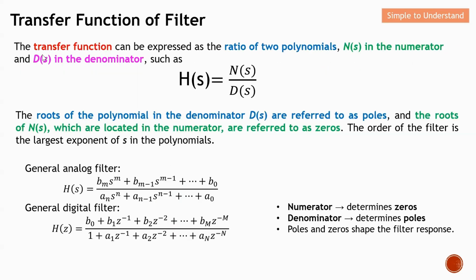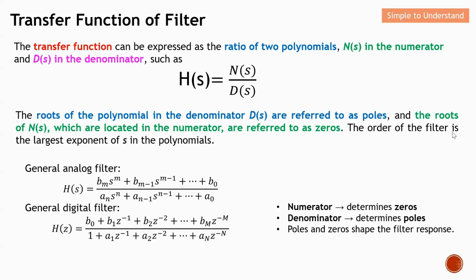The transfer function can be expressed as the ratio of two polynomials. So basically N(s) is the numerator and D(s) is the denominator. You can see that N(s), the numerator, is divided by the denominator D(s). The roots of the polynomial in the denominator D(s) are referred to as poles, while the roots of N(s), which are located in the numerator, are referred to as zeros.